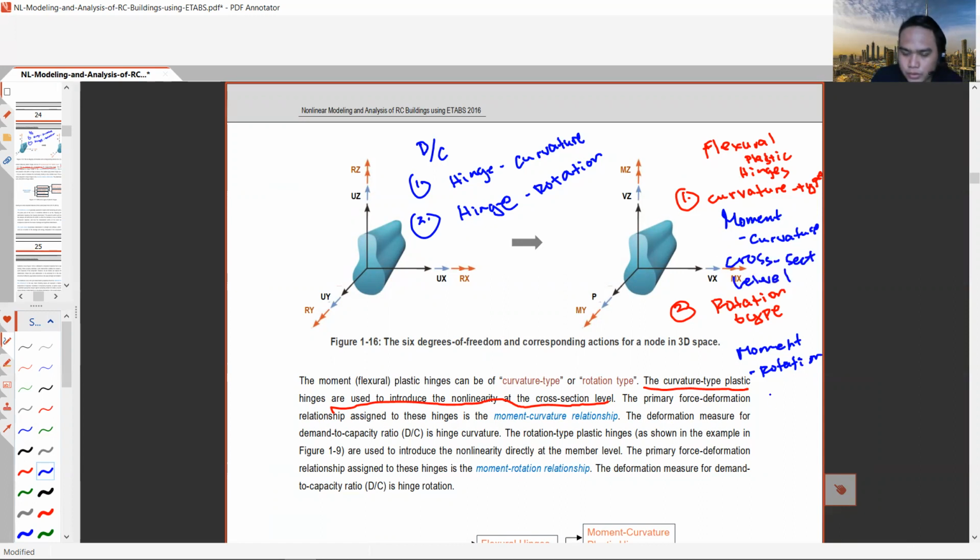Okay. And for rotation type is for member level. Member level, ibig sabihin the length. And for the cross-sectional level, ibig sabihin area and inertia.